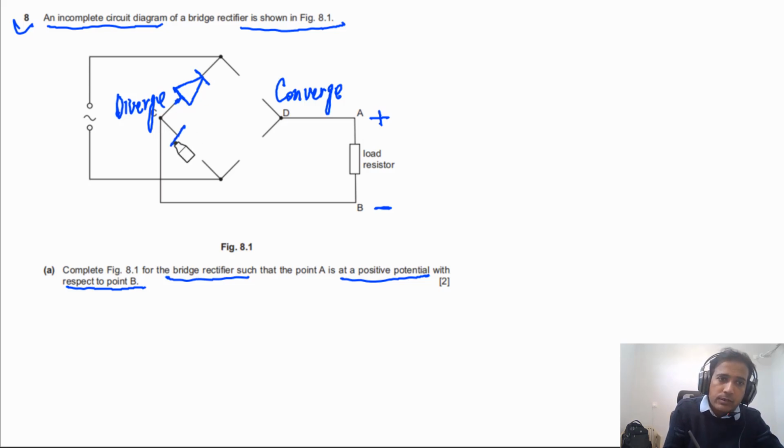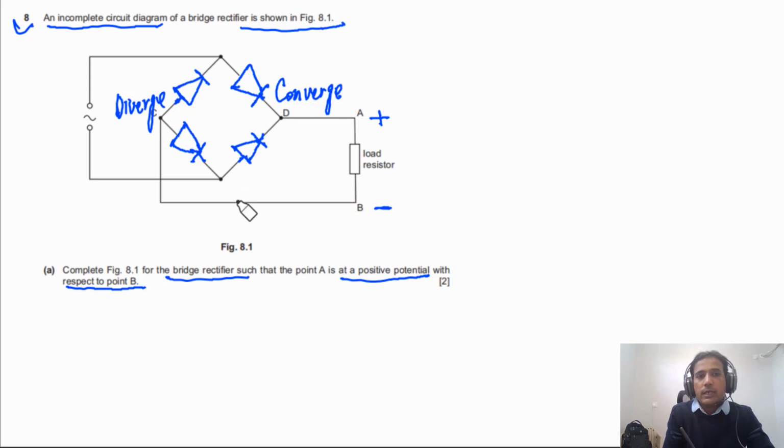Here these two have to diverge. So this is how you can draw, they have to diverge. So here they have to converge. This is how you can draw, they have to converge. So here also it has to converge. But there shouldn't be any gap. So this is how you need to draw.